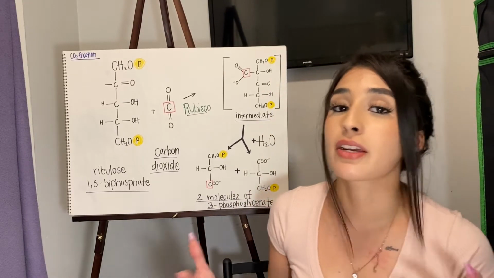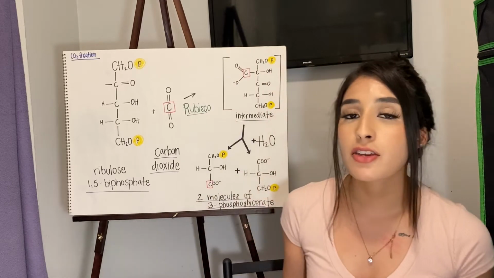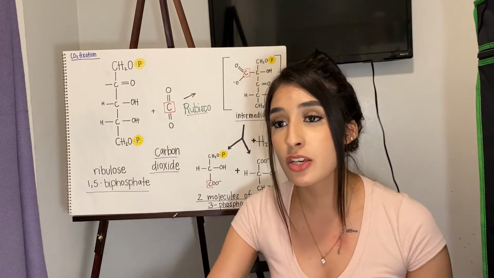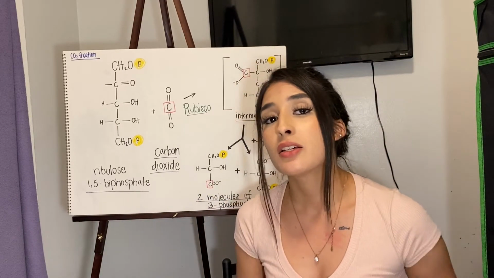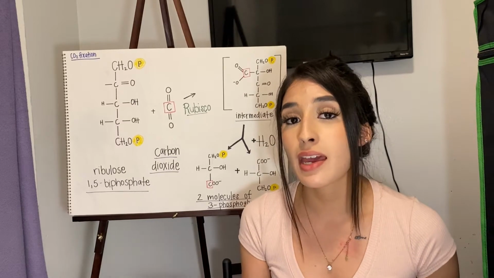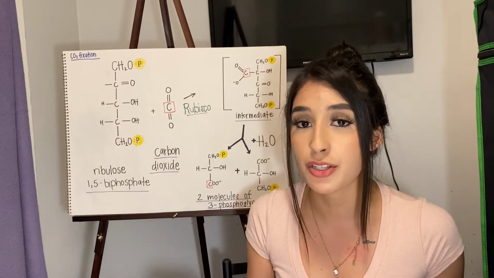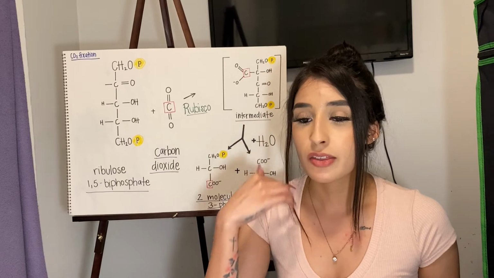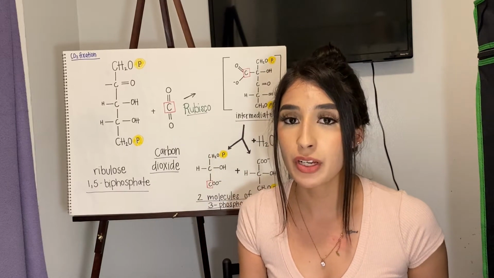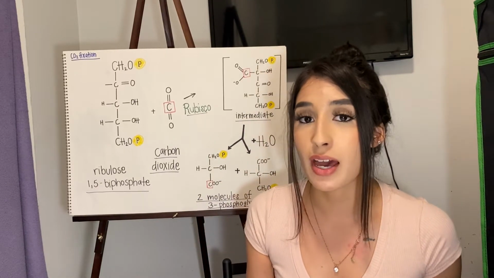So just to reiterate all that, we have CO2 fixation, which means that CO2 is being fixated to create a fructose molecule, which is a sugar. The only organisms that are able to do that are autotrophs.